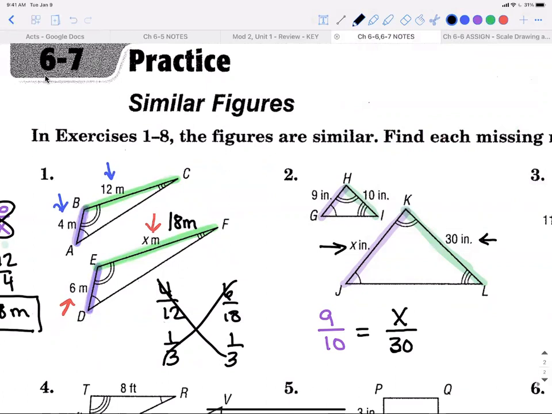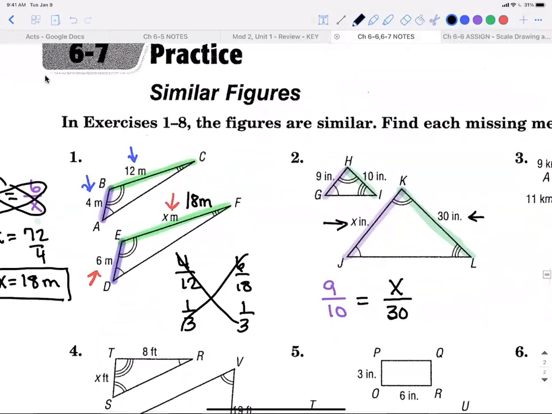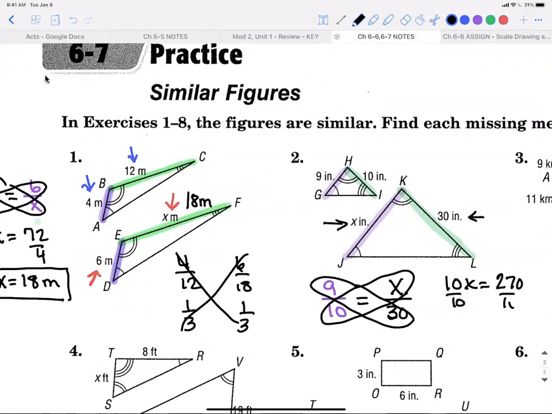Okay. And then I can cross multiply here and I get 10X equals, cross multiply this way and I get 270. So when I divide by 10 on both sides, I get X equals 27. And how would I label this one? 27 inches, because those triangles are in inches. Make sense?